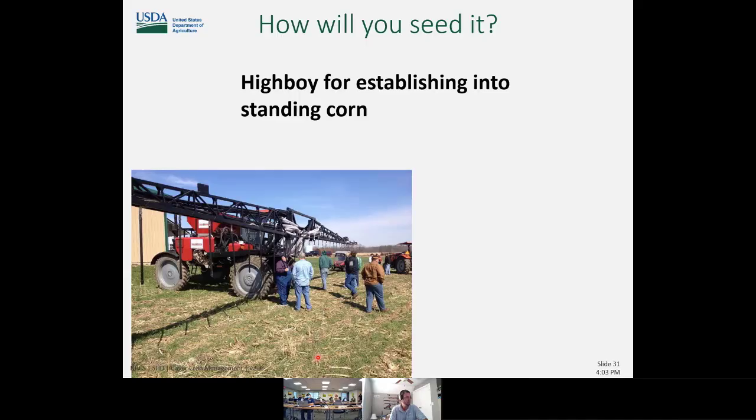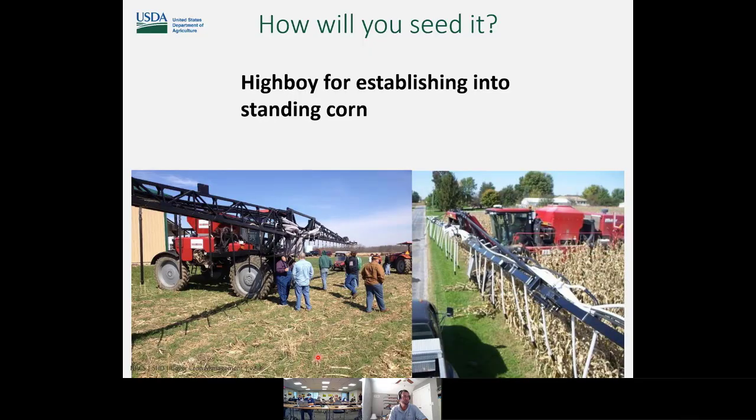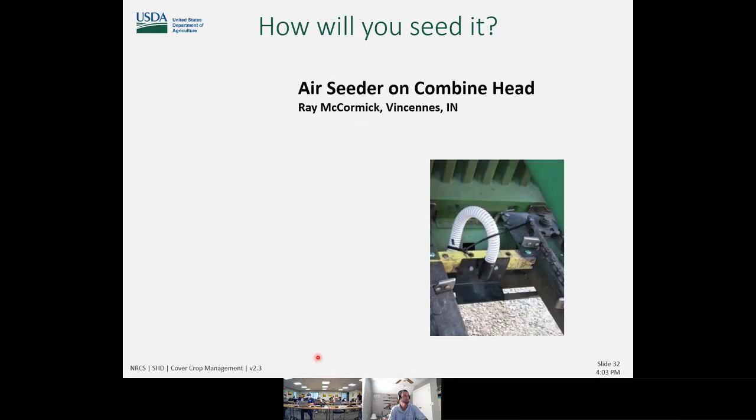This is a picture from Dave Brandt's farm down in Ohio. Again, you're challenged with a shorter growing season, so producers are looking for ways to get that cover crop established as early as possible. So aerial seeding was one way. Also, running into that standing crop could be another. So we can see some pictures of this. Of course, standing corn may not be the most popular, but producers are doing it. However, you could do this in things like soybeans or other low-growing crops that you could still get through with that piece of equipment and get that cover crop seed established.